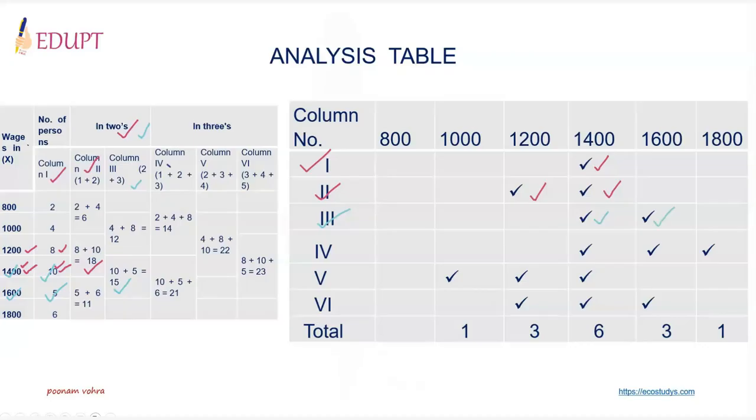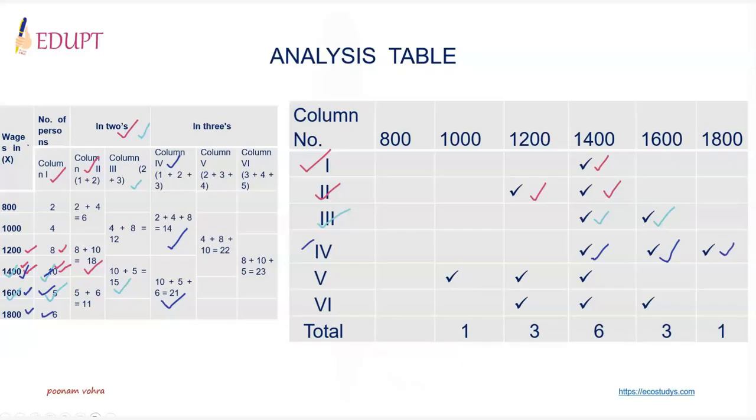Now have a look at column 4. It has a combination of 3 frequencies. First case is 2 plus 4 plus 8, one group, total frequency 14, and in the second case total frequency is 21. Now 21 is the highest frequency among the two groups. This frequency is a combination of 10, 5 and 6, which correspond to 1400, 1600 and 1800. So for column 4, we shall put a tick mark against 1400, 1600 and 1800.